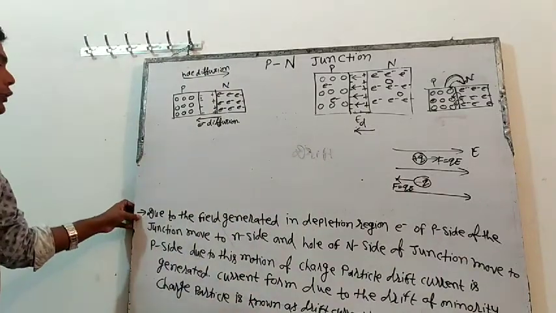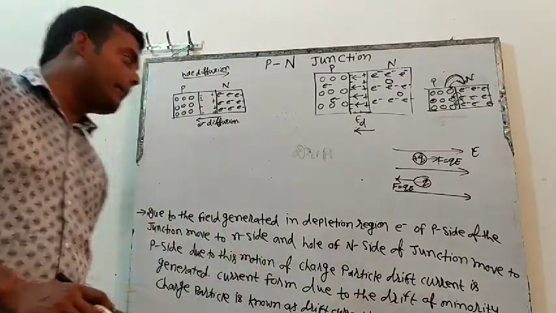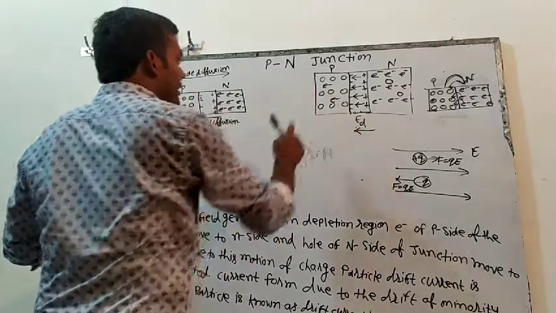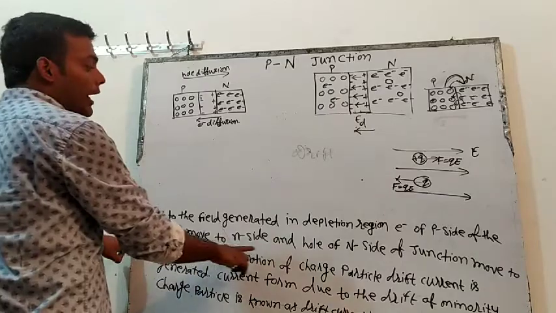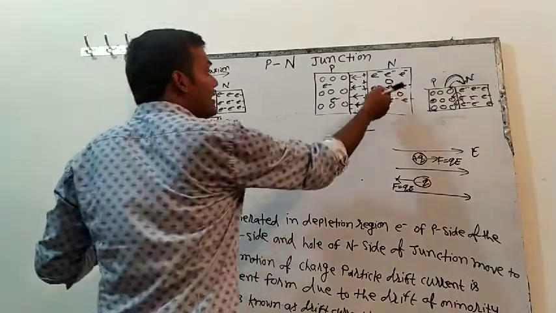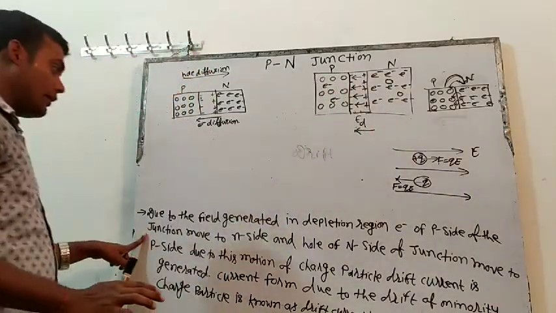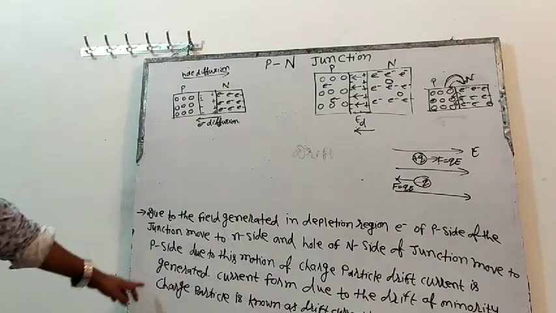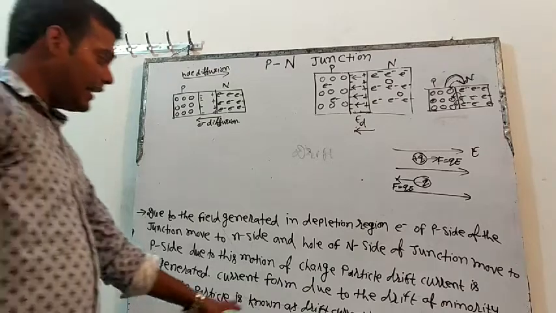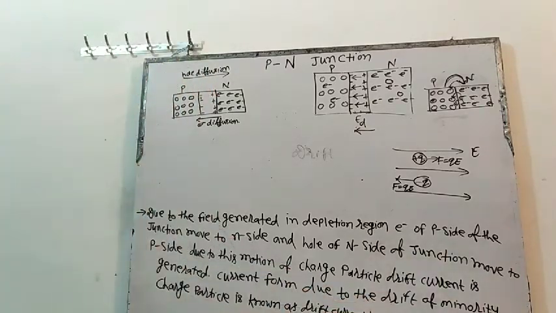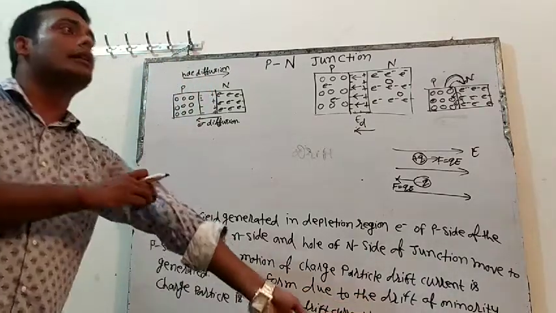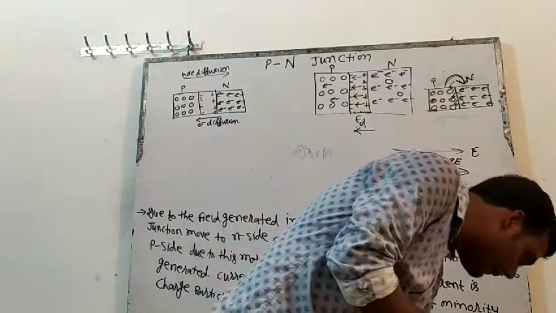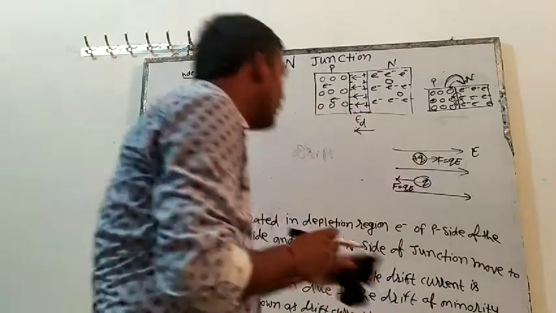Now see this thing. Due to the field generated in the depletion region, electrons of the P side of the junction move to the N side, and holes of the N side will move to the P side. Due to this motion of charged particles, drift current is generated. Current formed due to the drift of minority charge particles is known as drift current. Who is making this drift current? Minority charge particles are making the drift current. Is it clear? Write it.